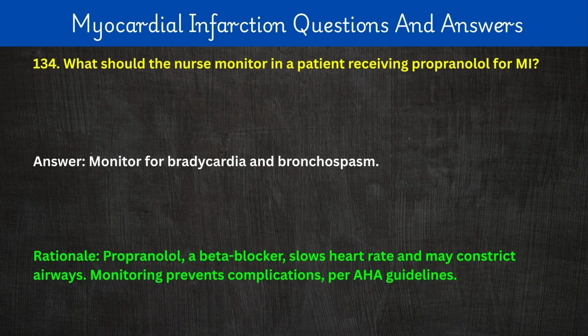134. What should the nurse monitor in a patient receiving propranolol for MI? Answer. Monitor for bradycardia and bronchospasm. Rationale. Propranolol, a beta blocker, slows heart rate and may constrict airways. Monitoring prevents complications, per AHA guidelines.